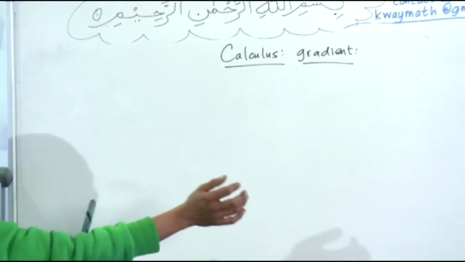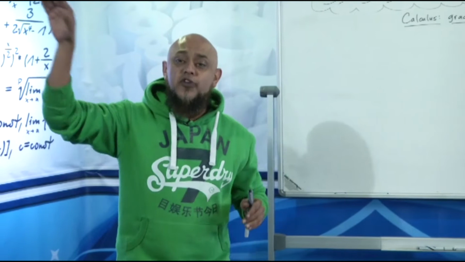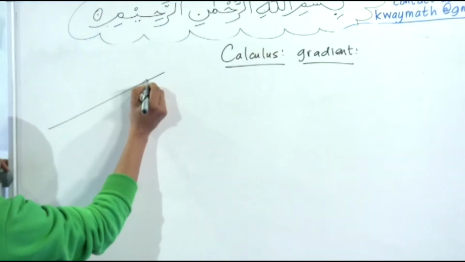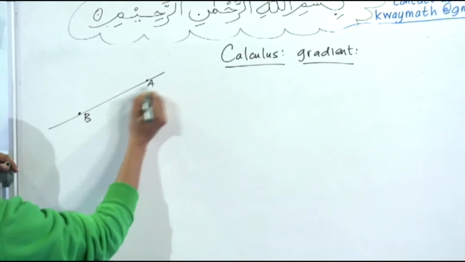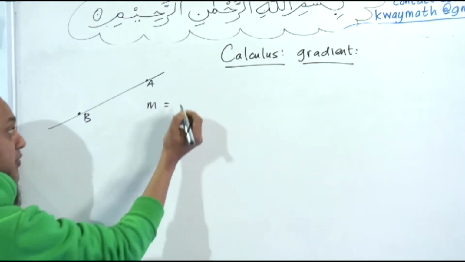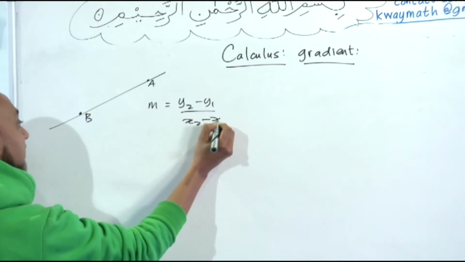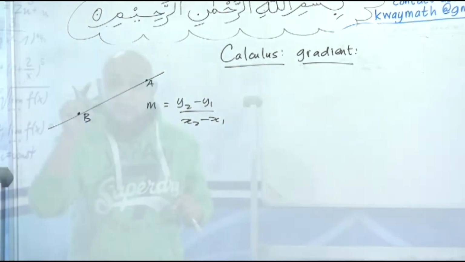To put you into the picture as to what calculus is, for a straight line graph, now forget about calculus, you have a straight line graph. We need to find the gradient of this. So we've got A and we've got B. To find the gradient here, the m value, we all know from grade 11 and 12, we're going to say y2 minus y1 over x2 minus x1. There we go. That is the gradient of a straight line.